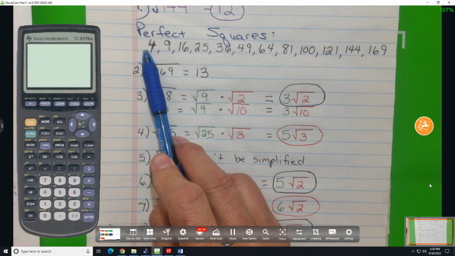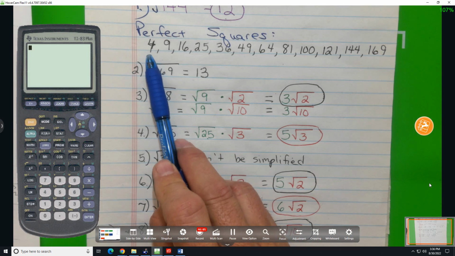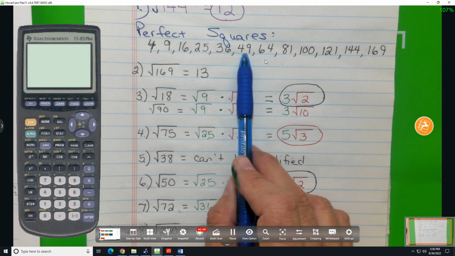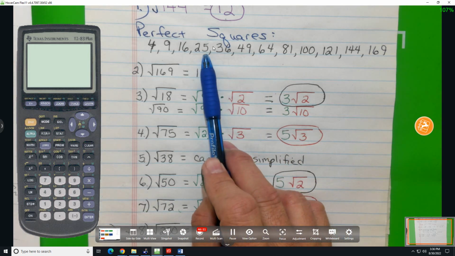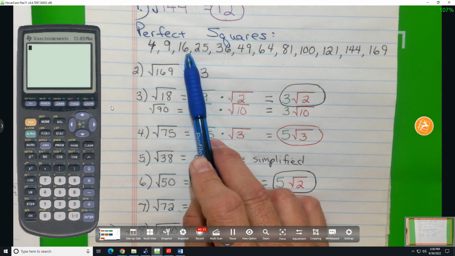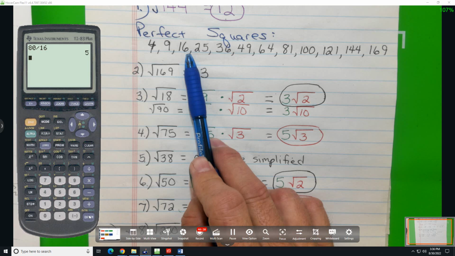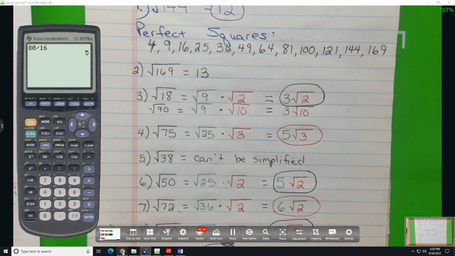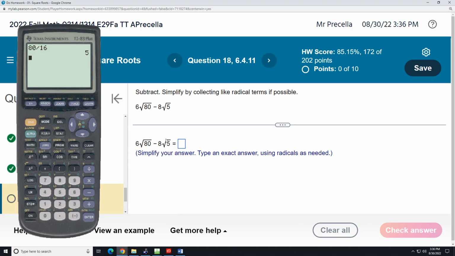4 would go into it, but I think there's a bigger number. If we think about 80, so, 36, 25, what about 16? Try that. 80 divided by 16? A 5. Is that good news? I think it is now, because remember, you have a 5 under the other one.